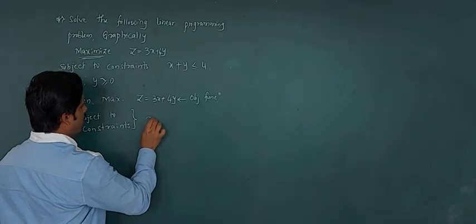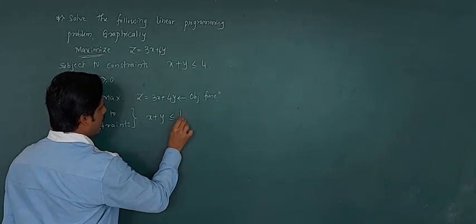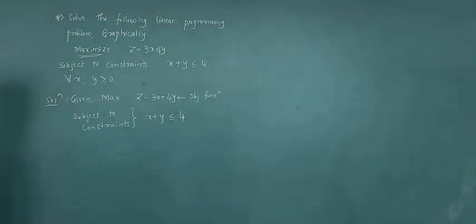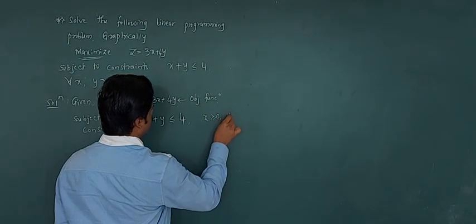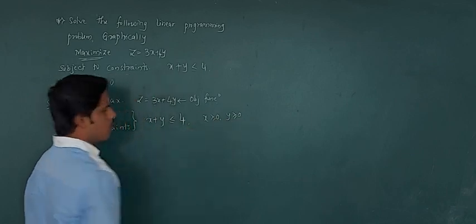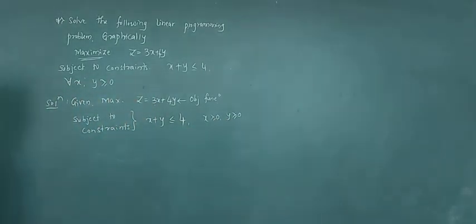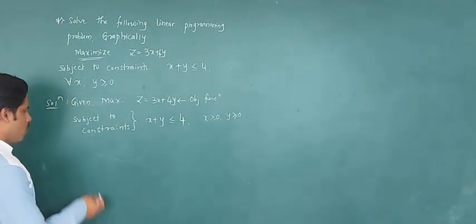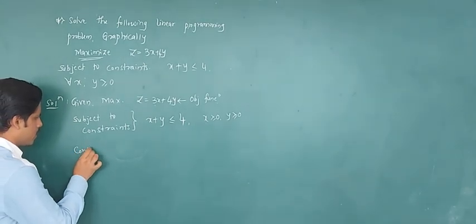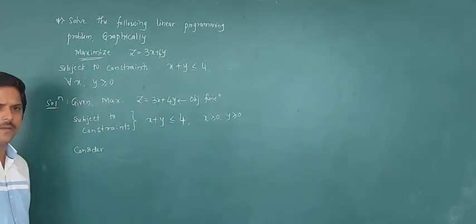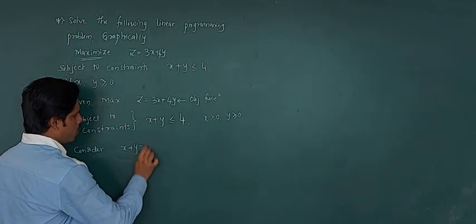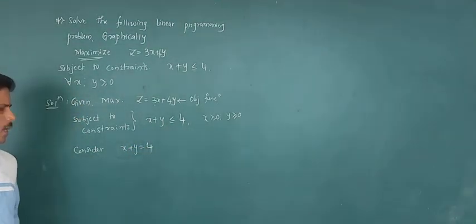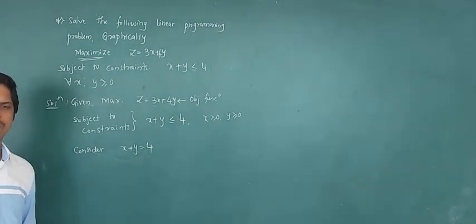Here we have only one equation in the constraints, that is x plus y is less than or equal to 4, and also given that x is greater than or equal to 0, y is greater than or equal to 0, which are non-negative constraints. For this one, first we have to consider the given inequation as an equation. So x plus y equal to 4.